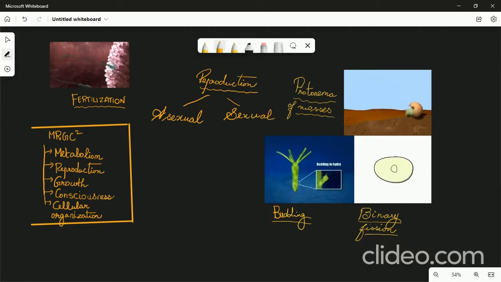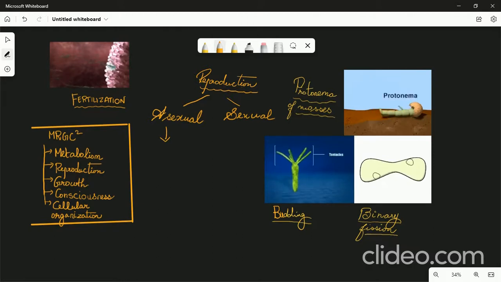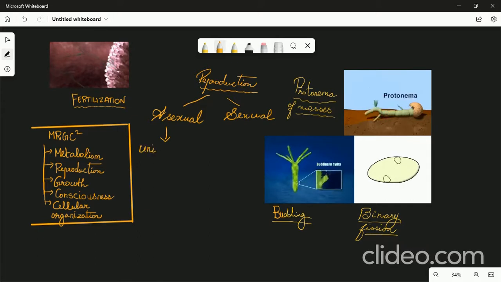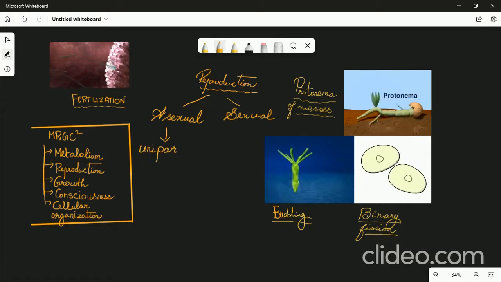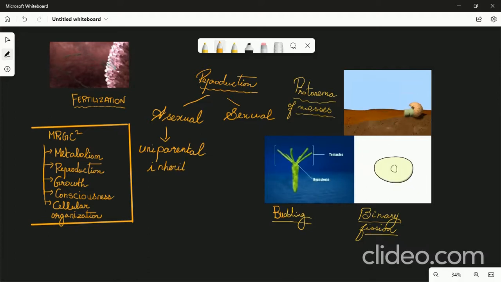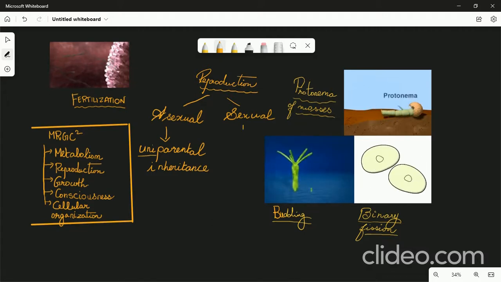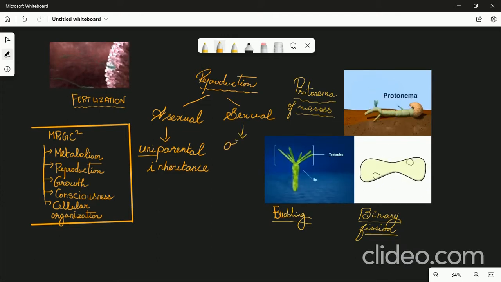Here now we can discuss asexual reproduction. In asexual reproduction only one parent is involved, and you will have studied this even in lower classes. That's why it is called uniparental inheritance. Uni means one parent is involved, so that's why uniparental inheritance. In sexual reproduction you already know that two parents are involved, a male and a female.